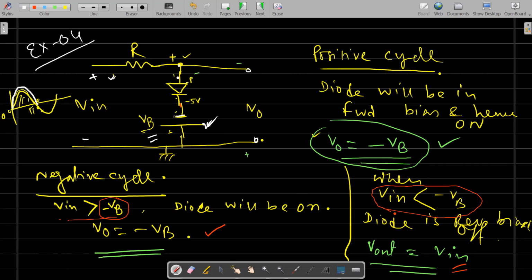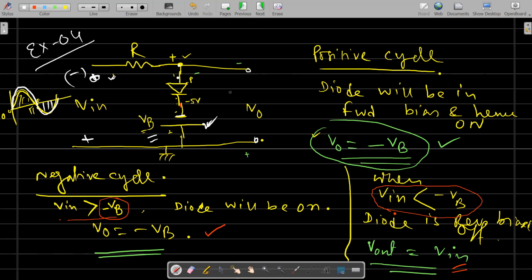And VB is connected in the opposite, just reverse way. So it will be minus VB. That means if the battery is 5 volts, the output will be minus 5. Now in the negative cycle, this one will be minus and this one will be plus.